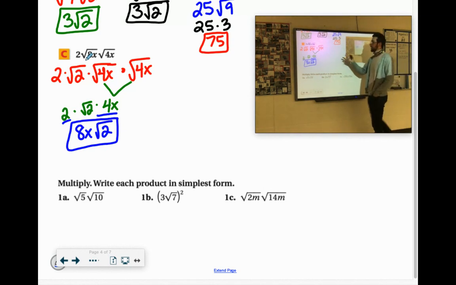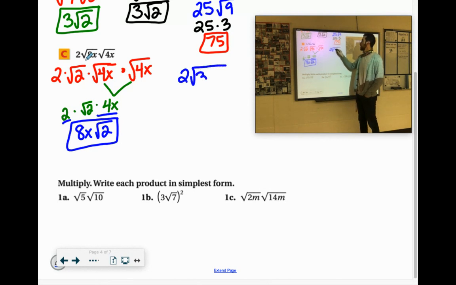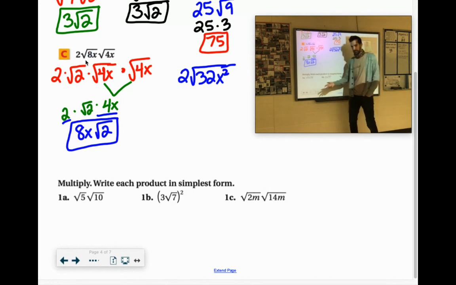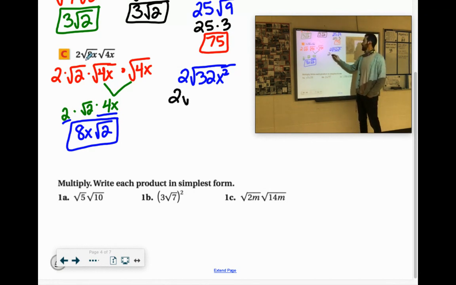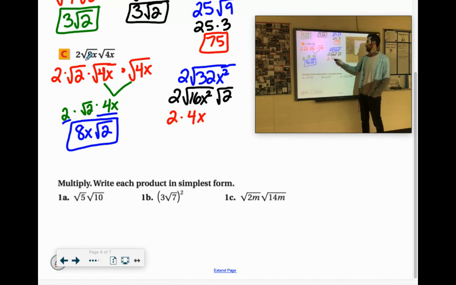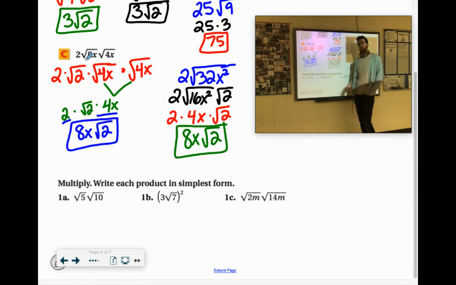Or, if you multiply them, 8 times 4 is 32. X times x is x squared. And then you think of your perfect squares, which would be 16x squared times 2. Square root of 16x squared would be 4x. And then 2 times 4x gives you that 8x root 2. Doesn't matter to me which way you want to do it. Go with whichever way you can get that correct answer.